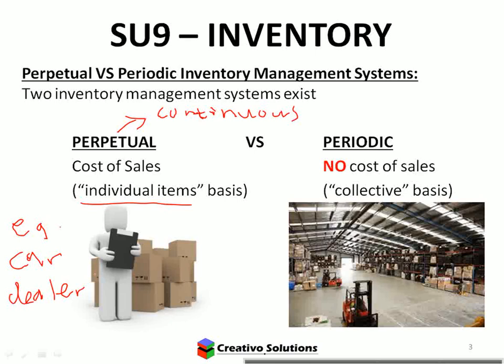Yes, they would. Right, if a car goes missing, is that good or bad? That's bad. Right, and now you don't want to wait till the end of the month to realize I'm missing a car. Okay, that's bad. So car dealers are going to look at things on an individual basis. Every single item is going to be monitored and controlled. Whereas periodic, then I'm going to use e.g. here, a retailer or a wholesaler.